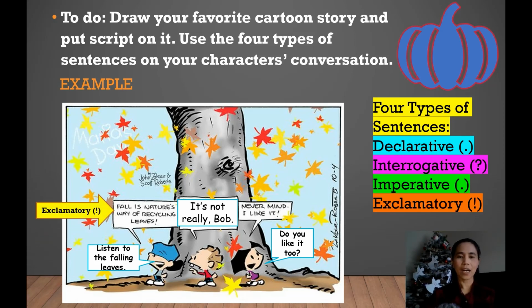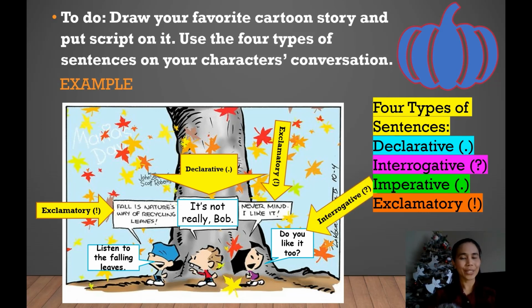First sentence, "Fall is nature's way of recycling leaves." So this is an exclamatory sentence because it ends with an exclamation point. "It's not really, Bob." This is a declarative sentence because it ends with a period and it is a statement. "Never mind, I like it!" This is an exclamatory sentence because it ends with an exclamation point and it shows a strong feeling.